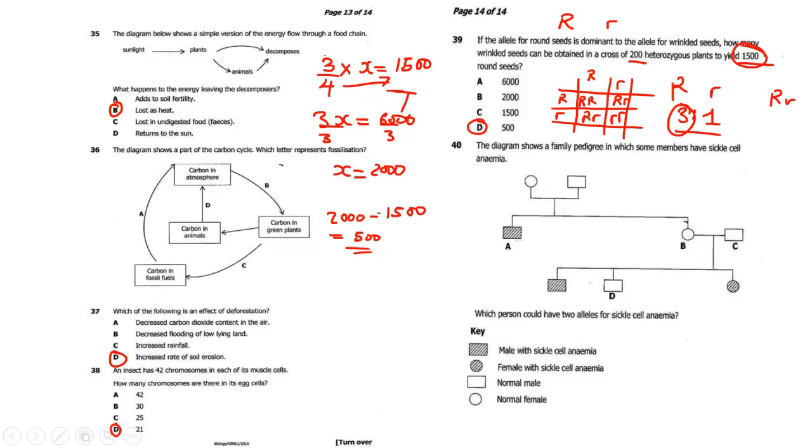I guess you've picked something from the calculations. Finally, question 40. The diagram shows the family pedigree in which members have sickle cell anemia. Which person has two alleles for sickle cell? The shaded part we are told is sickle cell. So the one that is shaded, this is shaded. So the answer is A. Okay, so that is the answer to this.